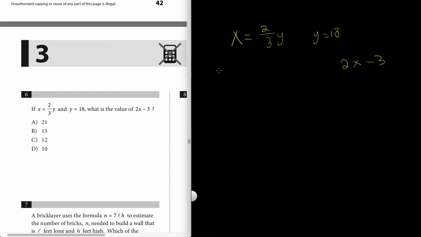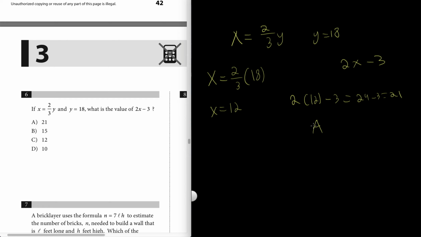So let's do that. To find x, I can just substitute the value for y that we know, right? So 2/3 y is just 2/3 of 18. And 2 times 18 is 36. 36 divided by 3 is 12. So x has to be 12. Now, again, we're not looking for 12, right? That's probably an answer that few students will pick. But we're looking for 2x minus 3. So 2 times 12 minus 3, which will be 24 minus 3, which is 21. So the answer is A.